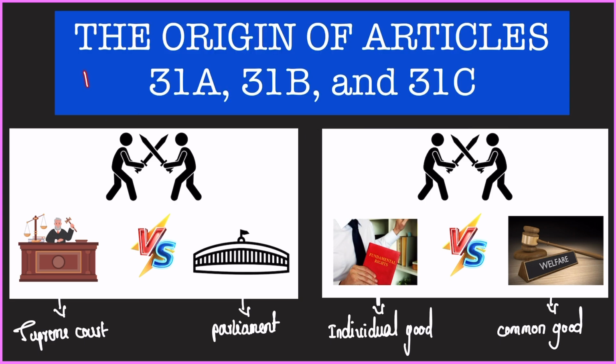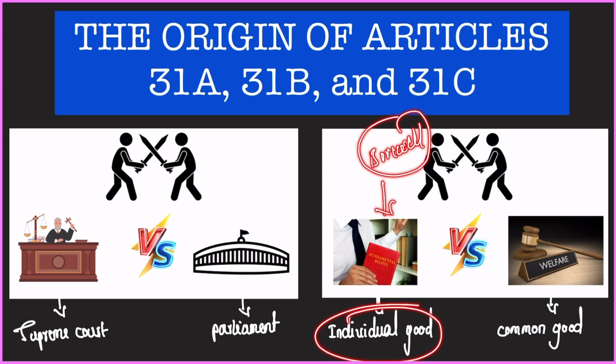Another battle that has been going on since 1950 is between fundamental rights and DPSPs. There are two terms which are very important. One is individual good and second is common good. Individual good means anything which helps increase the welfare of an individual, and anything which serves the community as a whole is called common good. Let me give you one example which will help you clarify the difference between individual good and common good. Let's say in your home you have a borewell, right? Now this borewell will supply water to your home. So this is individual good.